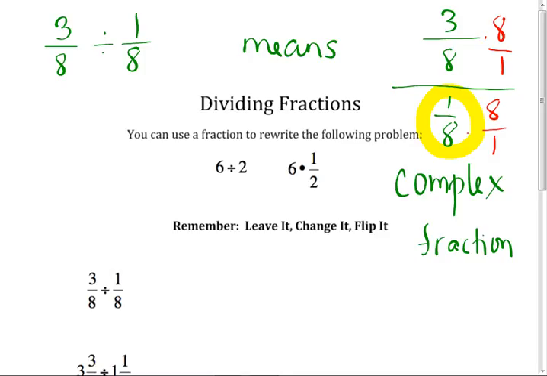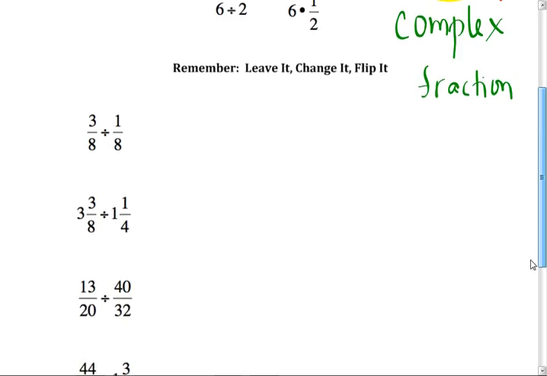Now, I could multiply that out, or I could reduce the fractions. 8 goes into 8 once, 8 goes into 8 once. And the answer is going to be what? What's 3 times 1? 3. And all of those things are 1s. Isn't this 1? 8/8, that's 1. And that's why we multiply by the reciprocal.